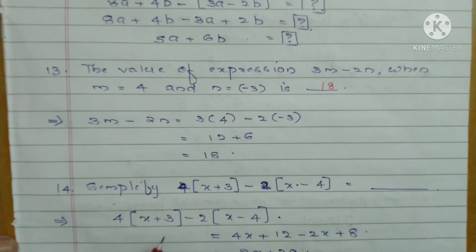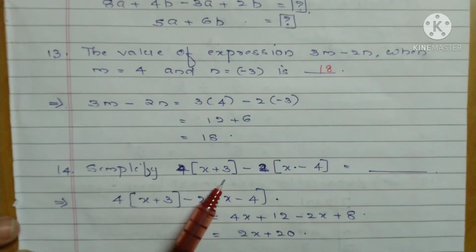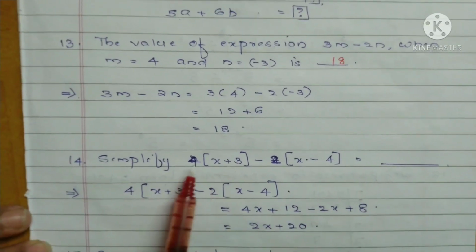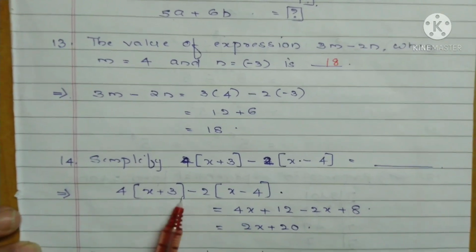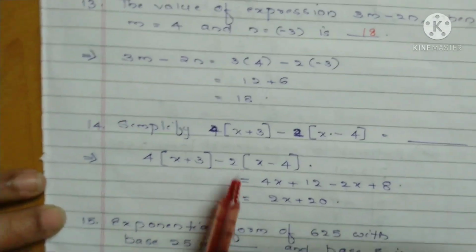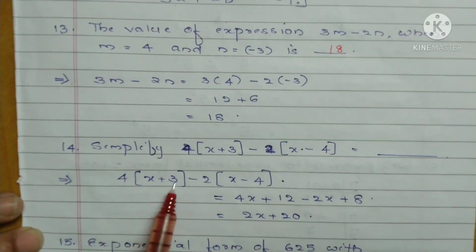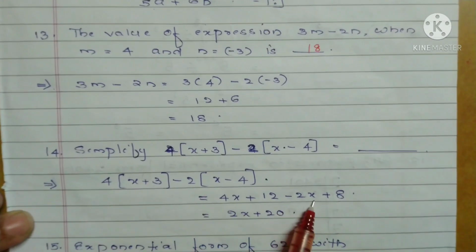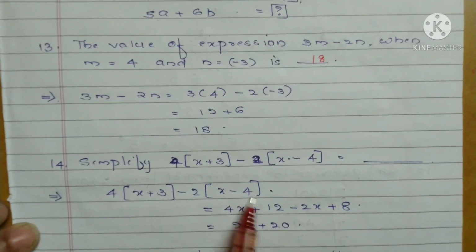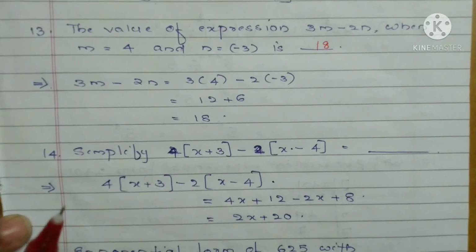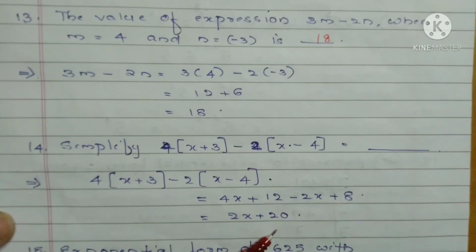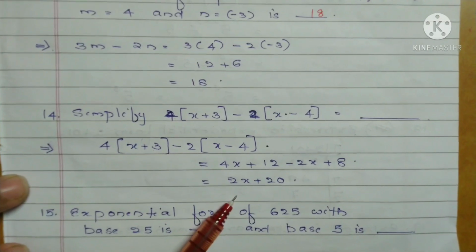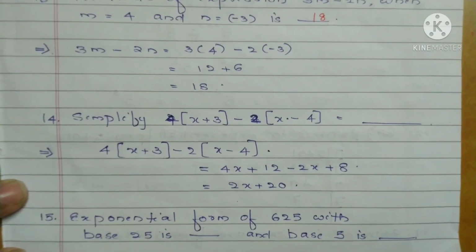Now simplify. Here the bracket is there, so we have to open it: 4 into x, 4x; 4 into 3, 12. Bracket means this 4 is for both the terms, and this minus 2 is for both the terms. Minus 2 into x is minus 2x, minus 2 into minus 4 is plus 8. Now 4x minus 2x is 2x, 12 plus 8 is 20. So as we simplify, we get 2x + 20.